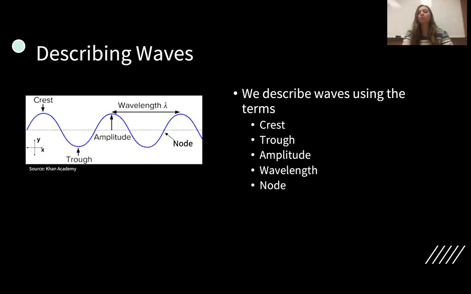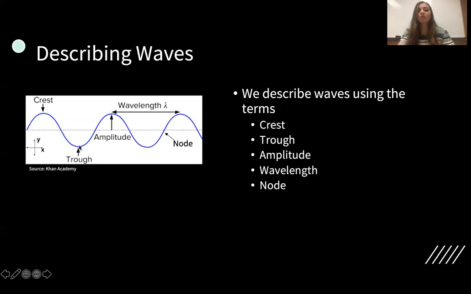There are a few terms we use to describe waves. The first is a crest, and it is the highest part of the wave. If you look at the picture, it's over here just at the top, and the opposite of that would be a trough, which is the lowest point over here on a wave.